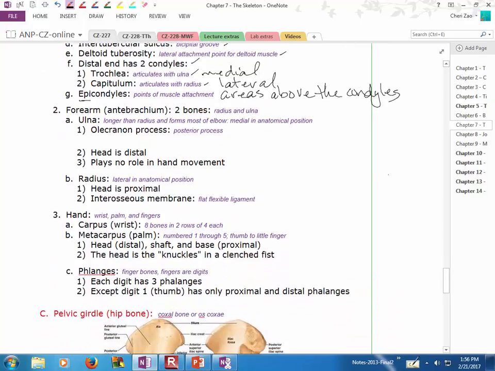Now we're off to the forearm or the antebrachium, and there's two bones here, the radius and the ulna. The ulna is longer than the radius, and indeed is what's responsible for giving you your elbow, and it is medial in the anatomical position. In the natural position, these two bones cross. And so when you're an anatomist and you're laying out a skeleton, how are you going to lay the bones out so that they stay in place?